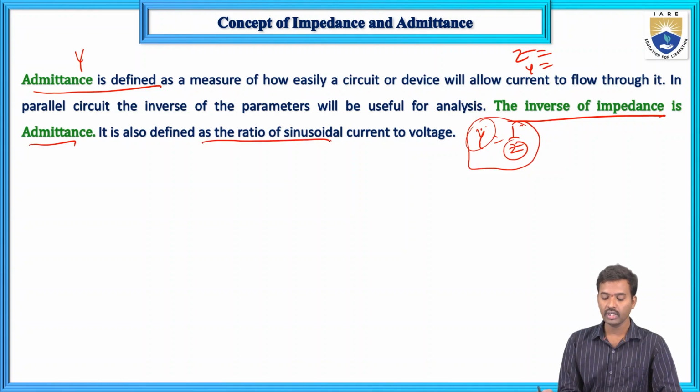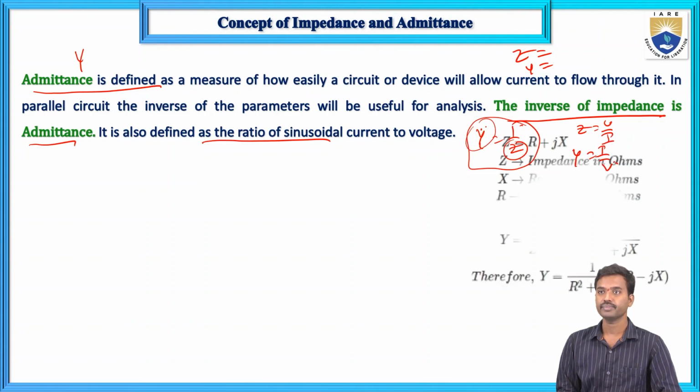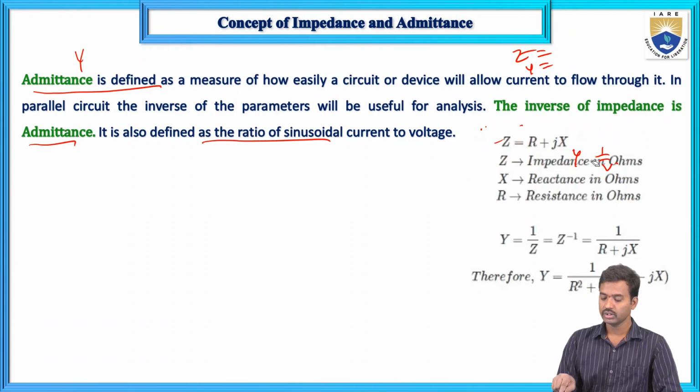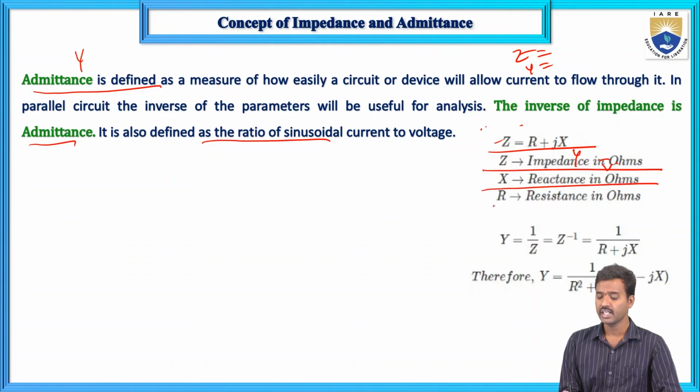Here impedance means Z equals V by I, but Y equals I by V. So now here this is the diagram. Z equals R plus jX, this is the impedance in ohms, R is the resistance and X is the reactance. So Y equals 1 by Z, that equals 1 by R plus jX. Now if you rewrite this, multiply by R minus jX in the numerator and denominator.